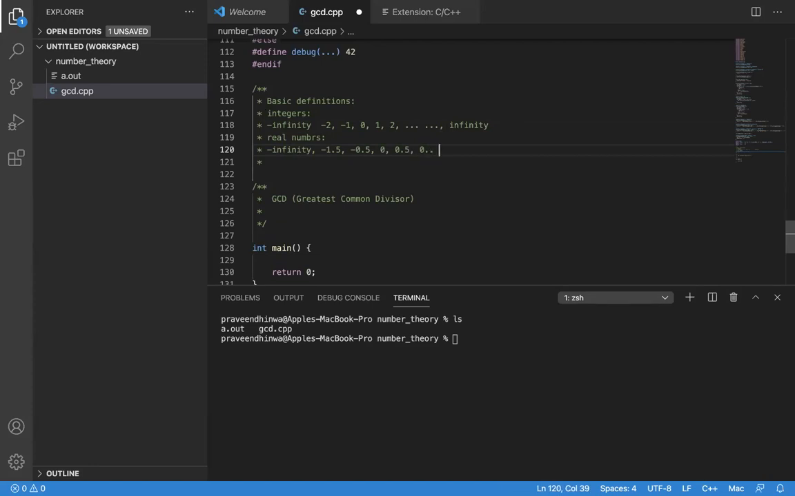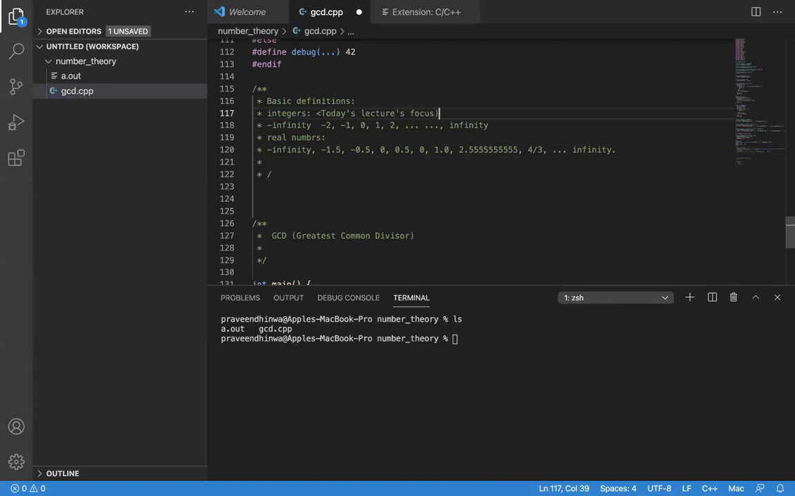Maybe these two definitions will work for 0, 1.0, 2.5, 4 by 3, dot, dot, dot, till infinity. For today's lecture, we will focus only on integers. Most of the definitions that we have may apply for real numbers as well, but we will mostly focus on integers today.